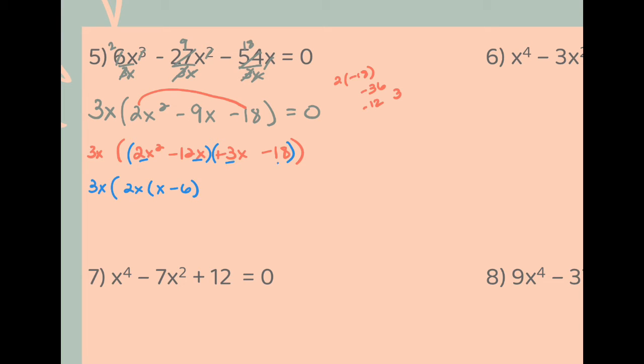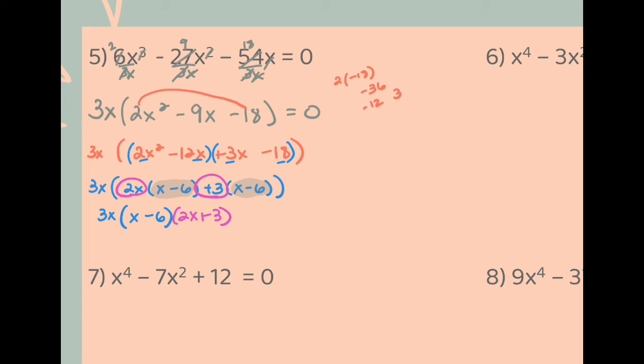Second set of parentheses, I can take out a 3, and I get x minus 6. Now what's inside the parentheses here is your greatest common factor. 3x is still in the front, but then I get x minus 6. And then I group together what's left, the 2x plus 3.